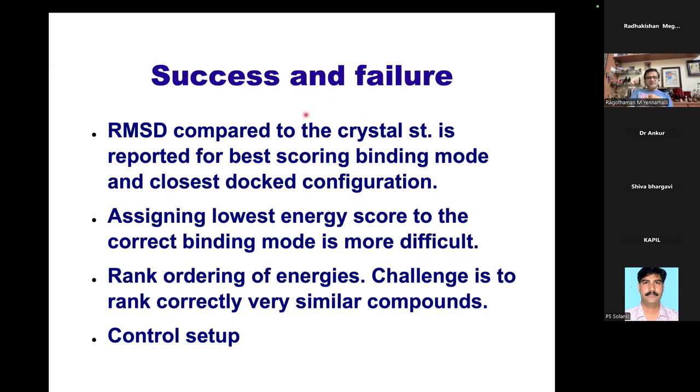So success and failure of docking is one of the easiest ways to identify is through root mean square deviation, or RMSD. Let us say you are targeting a receptor that is an enzyme. This enzyme binds to a known substrate, let's say glucose. You are designing a molecule that is similar to glucose, and you are docking it.